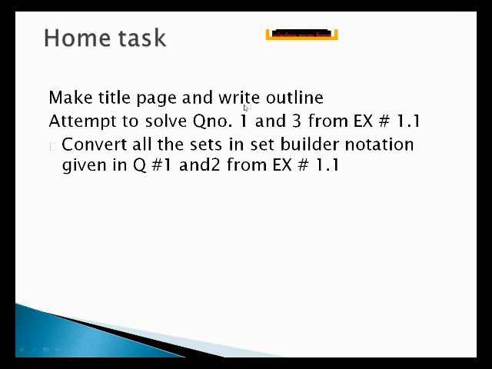Then on the next page, write the outline. Outline means what types of questions you have according to the paper. Keep in mind your paper consists of three sections. Section A, in which objectives or MCQs are given, section B in which short question answers will be given, and section C in which detailed question answers will be given. So you will make your outline in this way.